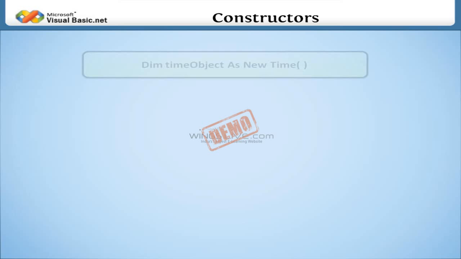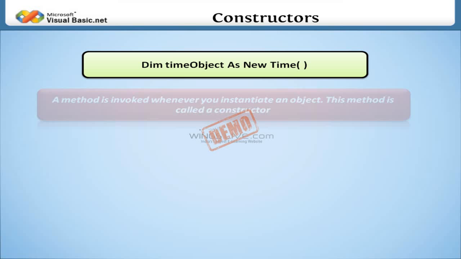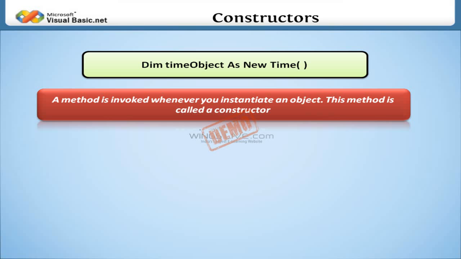Constructors. Consider this statement that creates the time object, as it looks as though it's invoking a method. In fact, a method is invoked whenever you instantiate an object. This method is called a constructor. Each time you define a class, you are free to define your own constructor.